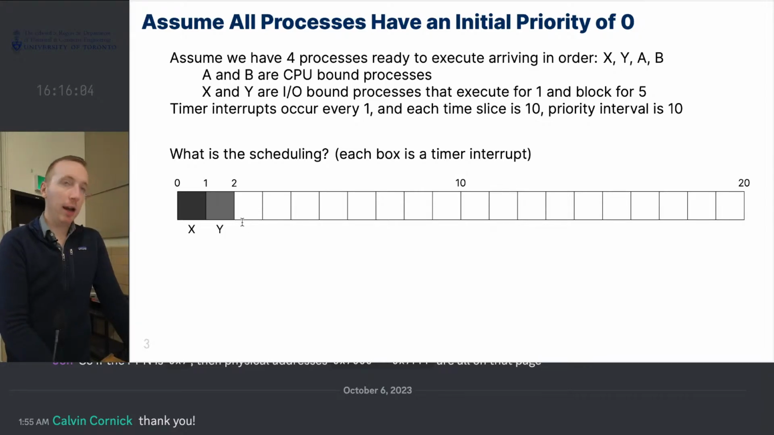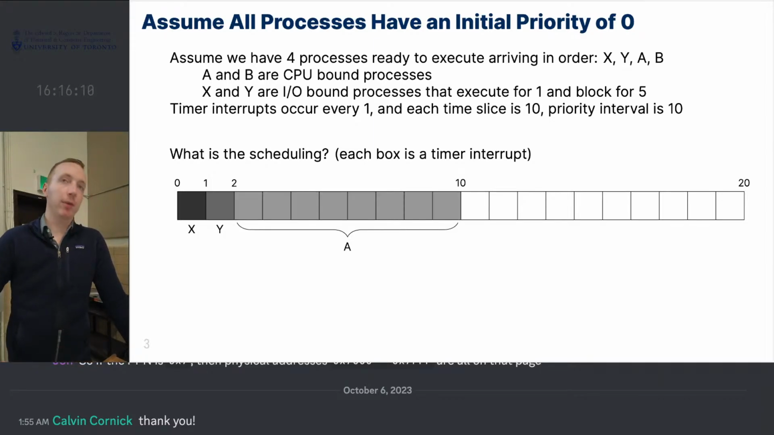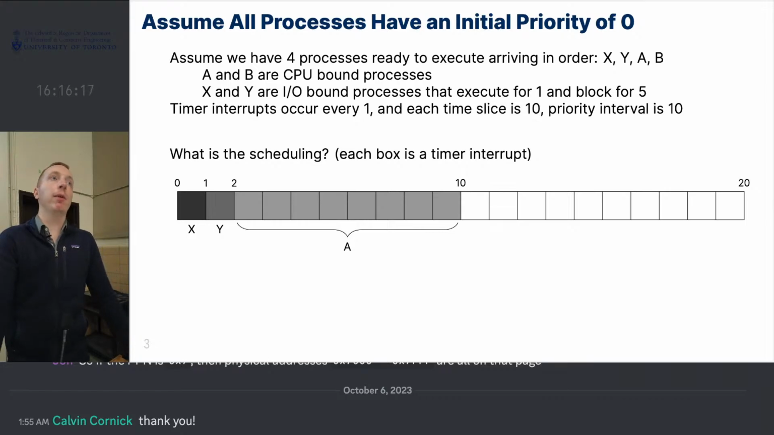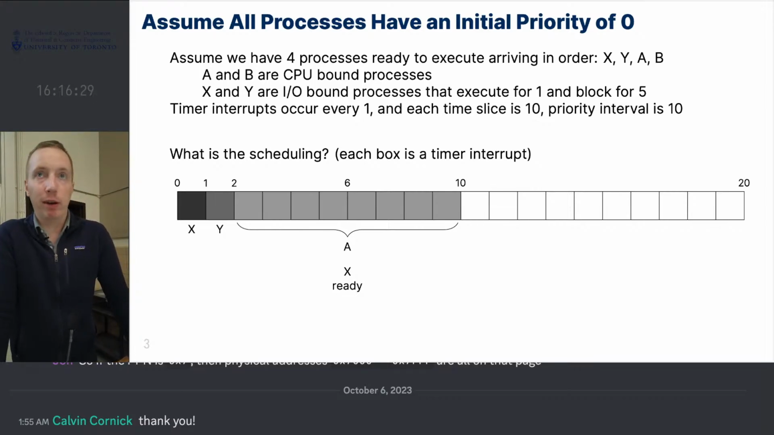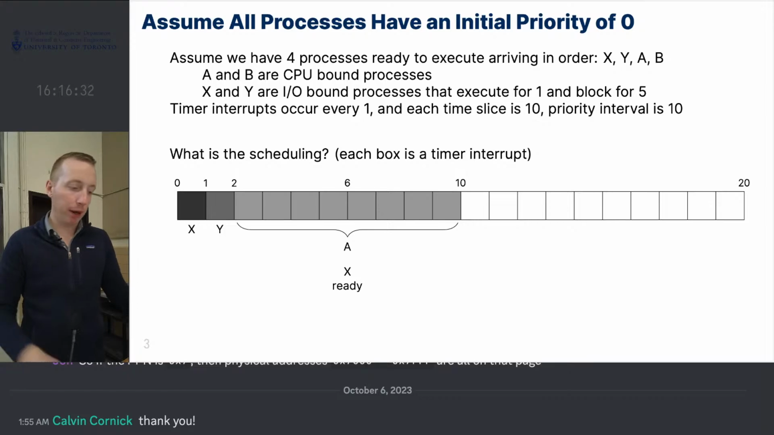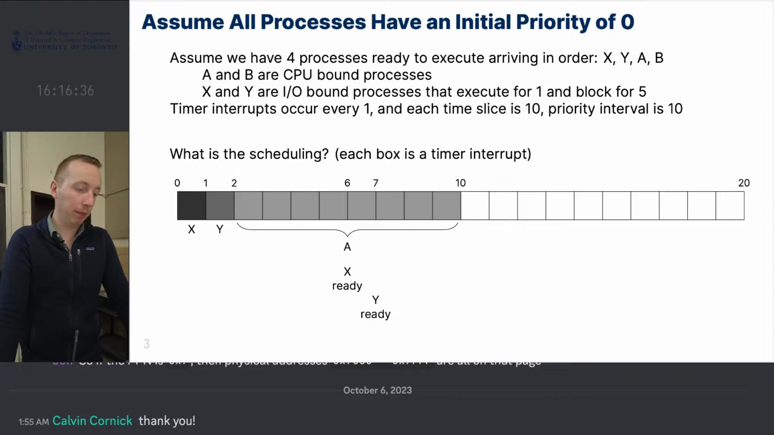So now we can only schedule between A and B. A came first, so we'd schedule A. A would execute all the way to time equals 10, whenever we have to recalculate priorities. Why? Well, X became ready at time 6, but it didn't have a higher priority, so we wouldn't bother to switch to it if we're already running something of equal priority. Similarly, at time 7, Y was ready, but we didn't switch to it immediately because our priorities were tied.